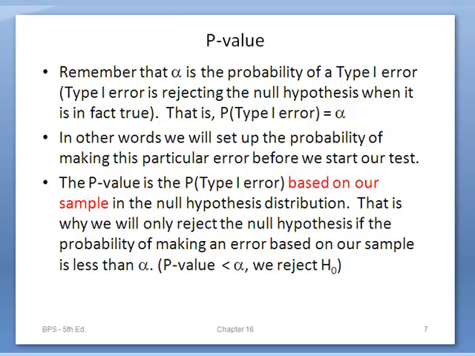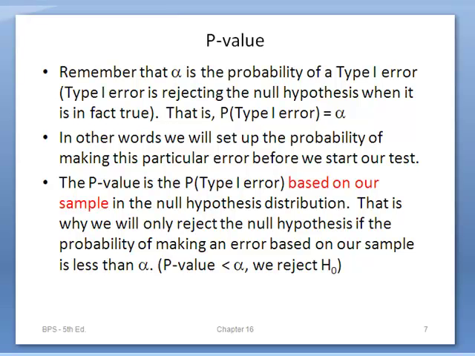It's the probability of a type 1 error. And remember, the type 1 error is rejecting the null hypothesis when in fact it was true. So the probability of a type 1 error is alpha. In other words, we will set up the probability of making this particular error before we start our test. The p-value is the probability of a type 1 error based on our sample in the null hypothesis distribution.